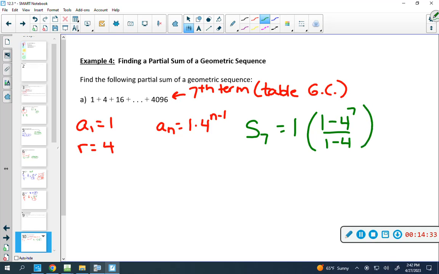So if you type the green into your calculator, which I'm going to give you a minute to do, that will give you the sum of those first 7 terms. So you can punch that in. You get kind of a big number. 5,461. Perfect.